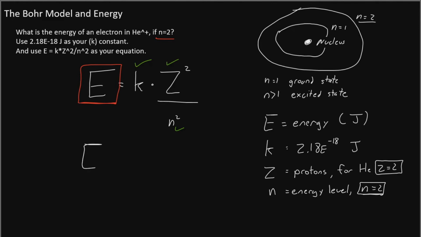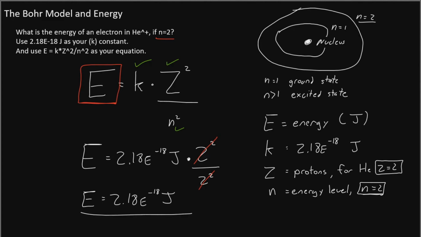We'll say that E is equal to the K value, which is 2.18 times 10 to the negative 18th joules, multiplied by 2 squared from the Z. On the bottom, we place the N, which was also 2. We can see that if we have 2 squared over itself, these simply cancel out. This gives us an energy of 2.18 times 10 to the negative 18 joules. This will be our final answer.